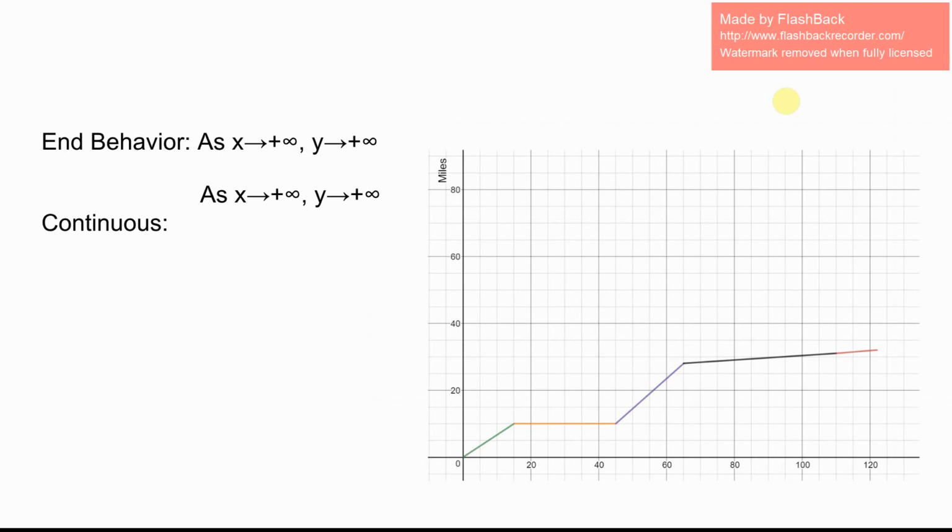Next, we have the end behaviors. They would both be infinity because as x increases, y also increases. And then the graph would be considered to be continuous because the graph keeps on going. There are no stops in between the different points. And in the story, this means that we are never taking a big break. We just keep on going.